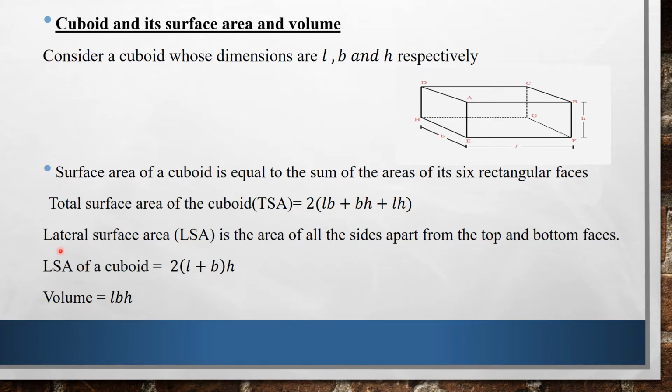In the same way, lateral surface area or LSA is the area of all sides apart from the top and bottom faces. Therefore, we can say LSA of a cuboid is equal to 2 into (L plus B) into H. Similarly, volume is equal to L into B into H.